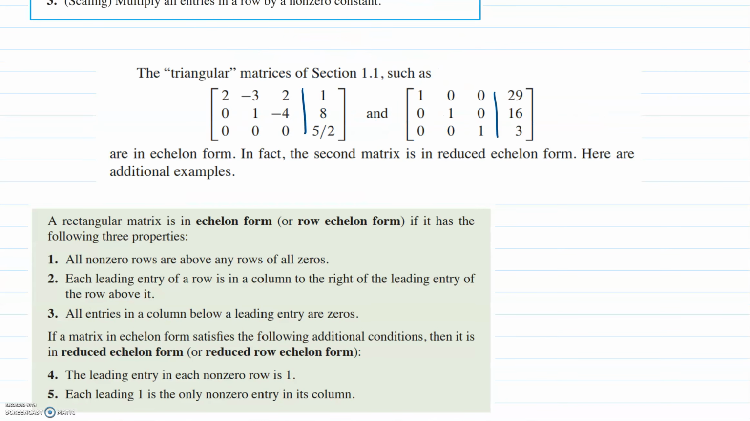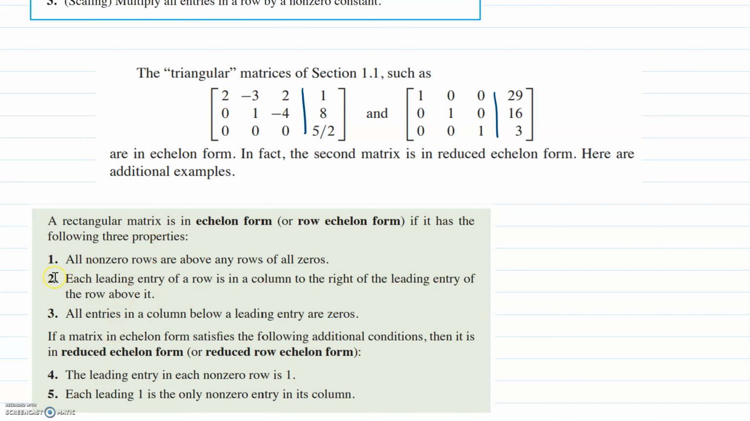Here are 2 triangular matrices from the last section that are in echelon form. This first one here is in echelon form. Let's consider this a 3x4 augmented matrix. I put the line right there to show that. Even though there's no solution, it is inconsistent because the last row does not make sense if you put that back into a system of equations. But it's still in echelon form because it satisfies the 3 properties.